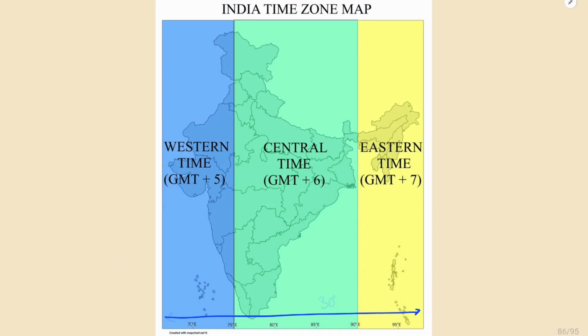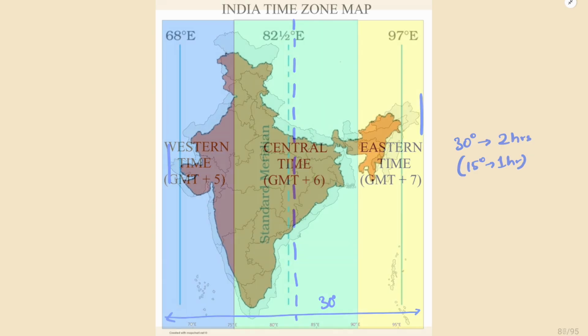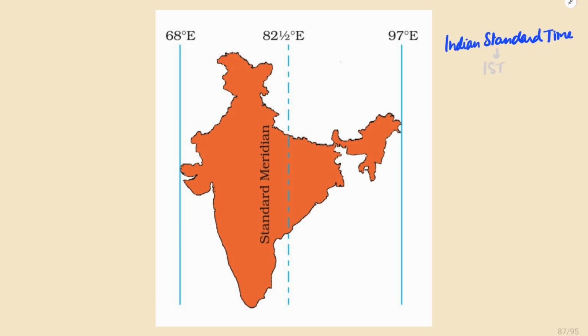This longitudinal spread of 30 degrees results in a local time difference of approximately 2 hours between Gujarat in the west and Arunachal Pradesh in the east. To avoid confusion and to maintain uniformity, India adopted a single standard time based on a central meridian. The Indian Standard Time, or IST, is based on the 82.5 degree east meridian, which passes near Prayagraj in Uttar Pradesh. The local time at this meridian is used as standard time for the whole country.